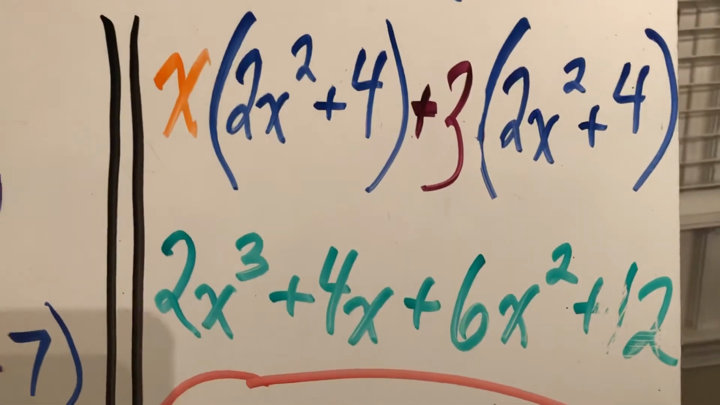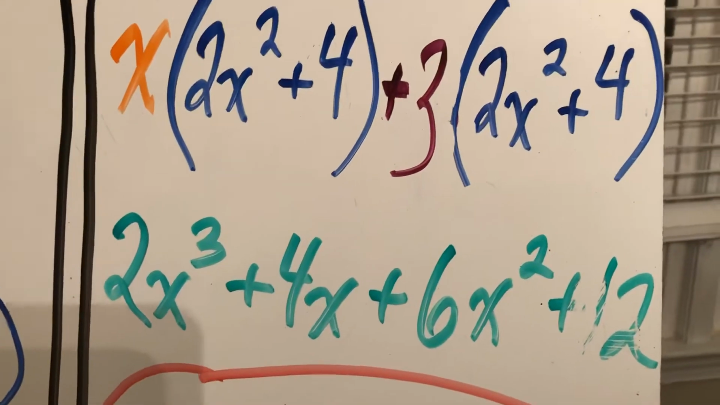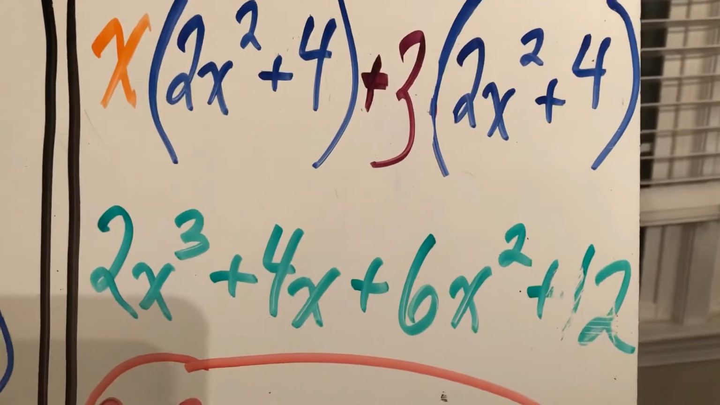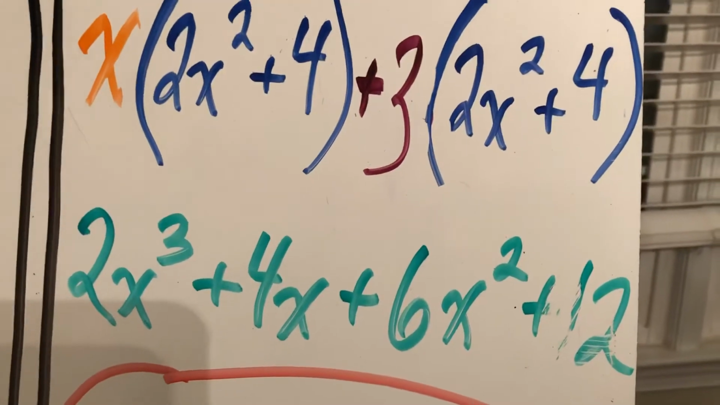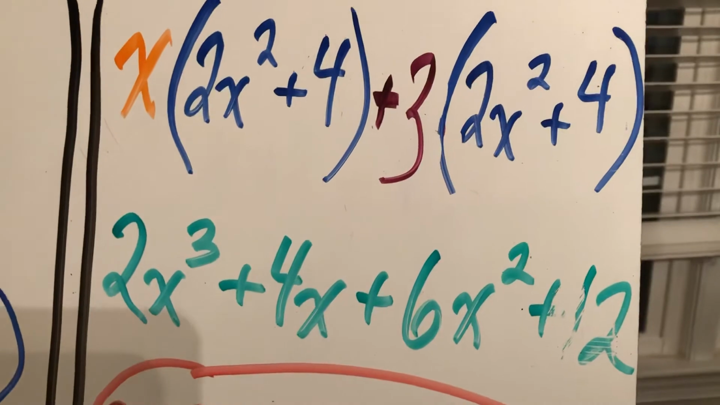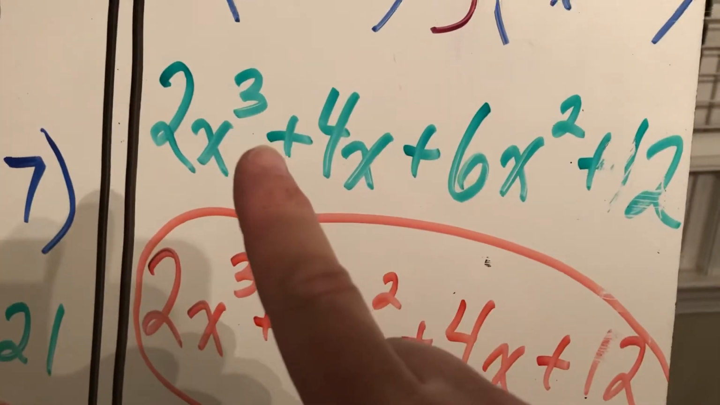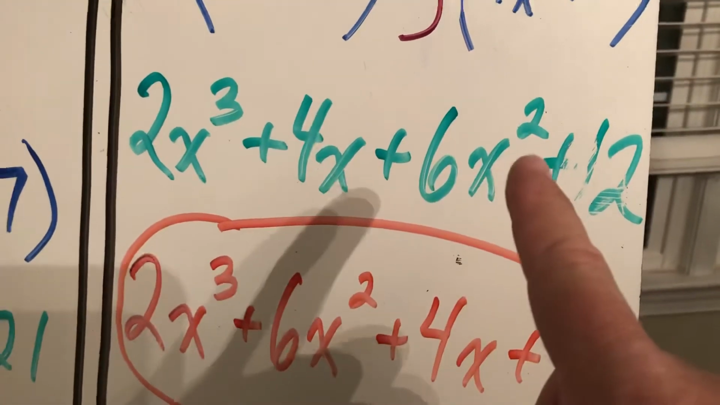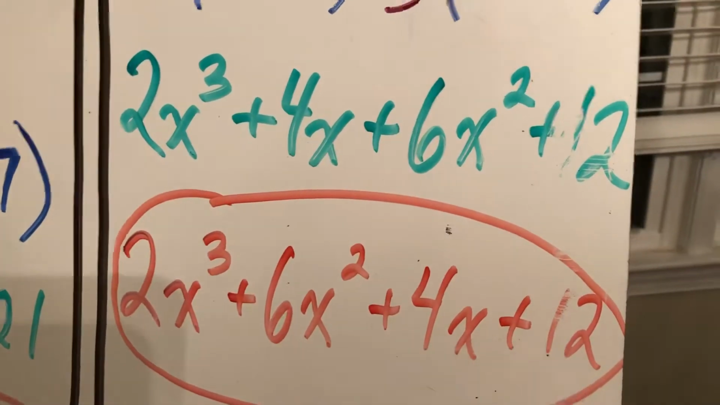Okay? And just combine. Now, I combine like terms, right? Are there any like terms here? No. So we just write it in what's called descending order. What's the highest exponent? The 2x to the third. What's the next highest? Second. 6x to the second. And then the 4x, and then the 12. Done. Okay? Next.